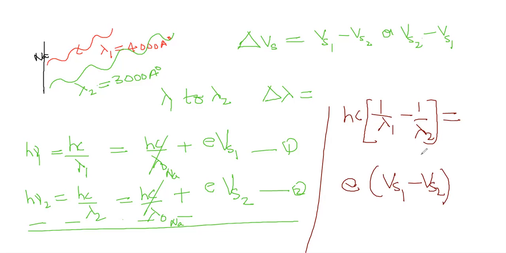Now we have to substitute these lambda 1, lambda 2 values. What is lambda 1? 4000 angstrom. What is lambda 2? 3000 angstrom units. What is h? 6.625 into 10 power minus 34. What is the value of c? 3 into 10 power 8. What is the value of e? That also you know, 1.6 into 10 power minus 19. We don't need to find Vs1 and Vs2 individually. What we need to find is e into delta Vs. Is it clear?